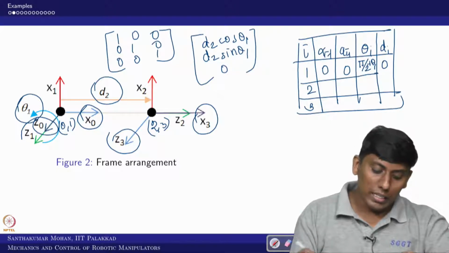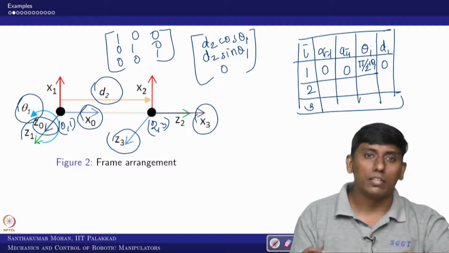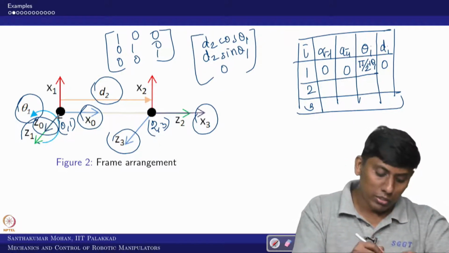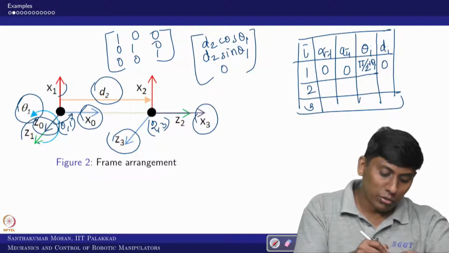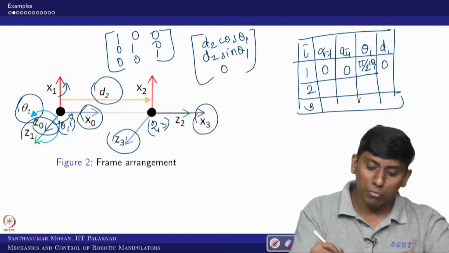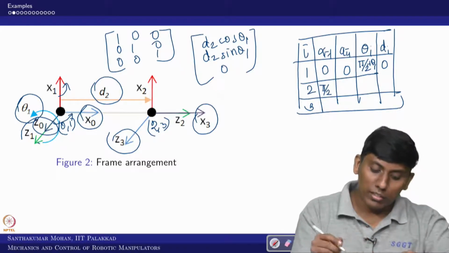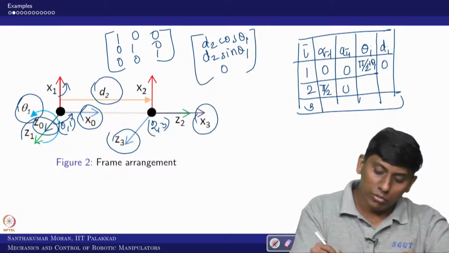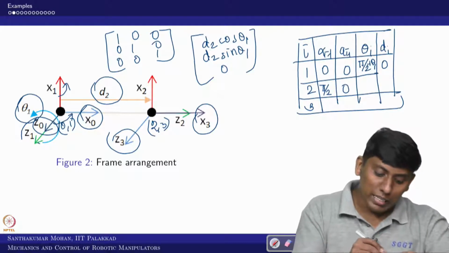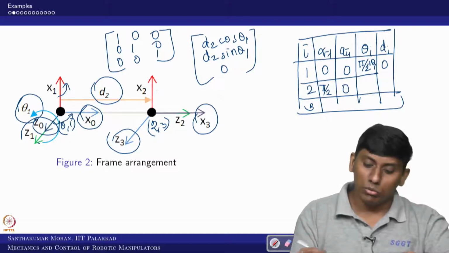Now you can see about x1. There is z1 and z2, and the angle is positive because it rotates like this, this is the rotation direction. So z1 to z2 is positive, in the sense pi by 2 positive, and there is no distance along x1. So 0, and you can see x1 and x2 are parallel, and about z2 there is no angle.